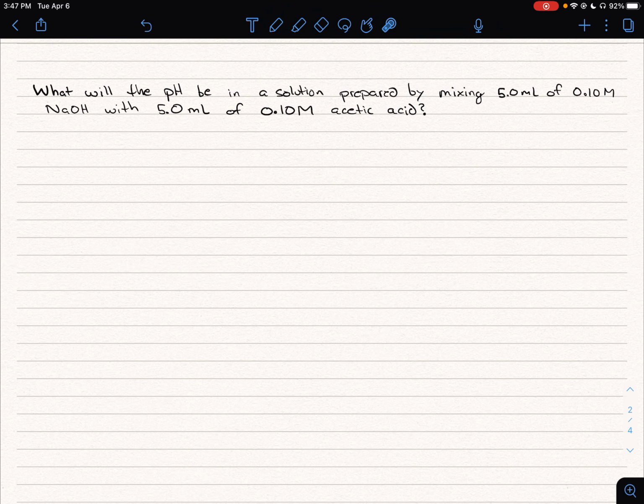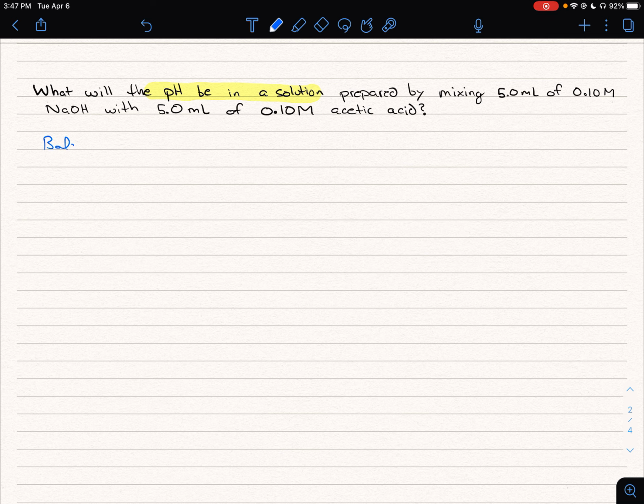So in this problem, we're asked to calculate the pH of a solution that's prepared by mixing 5 milliliters of a 0.1 molar sodium hydroxide solution with 5 milliliters of 0.1 molar acetic acid. Okay, so with all of these problems where we have to calculate the pH, the first place we want to start is with a balanced reaction.